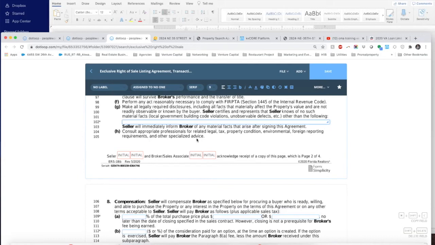So basically, again, we're not accountants, we're not legal advisors, and we cannot provide legal advice, not accounting advice, not environmental advice, not even foreign reporting requirements advice to the seller. We have a network of licensed professionals who can provide this advice.